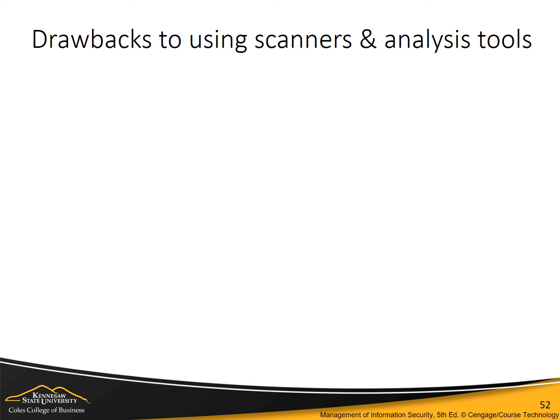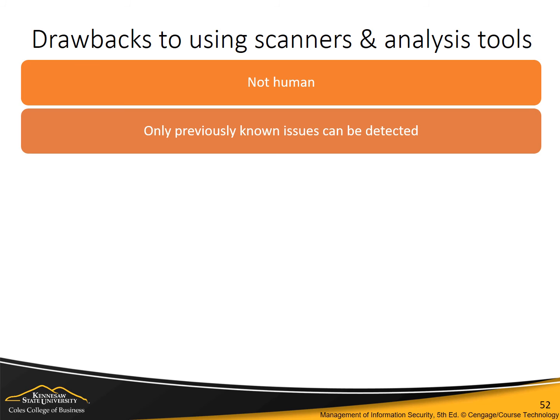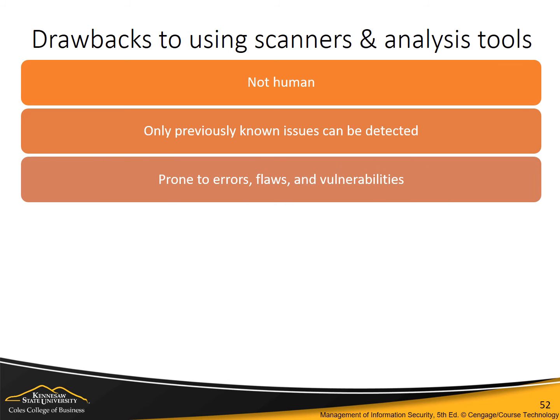There are some drawbacks to using scanners and analysis tools. These tools, like we talked about with firewalls, are not human and thus cannot simulate the more creative behavior of a human attacker. Most tools function by pattern recognition, so only previously known issues can be detected. Most of these tools are computer-based software or hardware, and so are prone to errors, flaws, and vulnerabilities of their own.